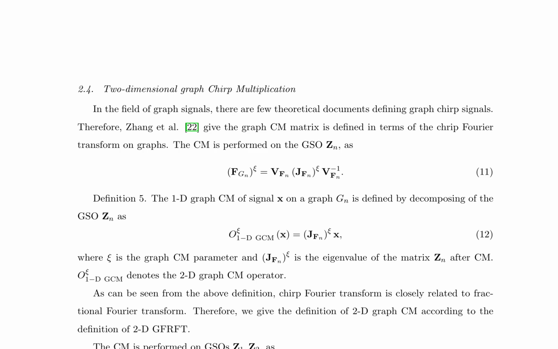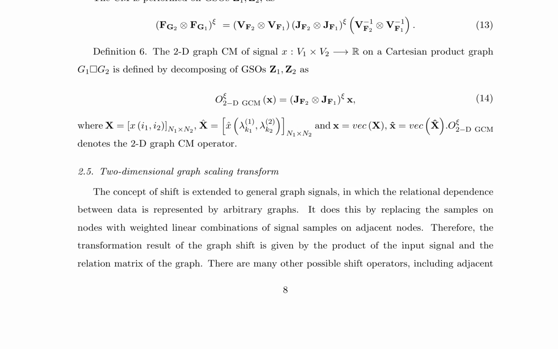The 2D graph scaling transform is an extension of the shift operation to general graph signals, where the relational dependence between data is represented by arbitrary graphs. The transformation result of the graph shift is given by the product of the input signal and the relation matrix of the graph.